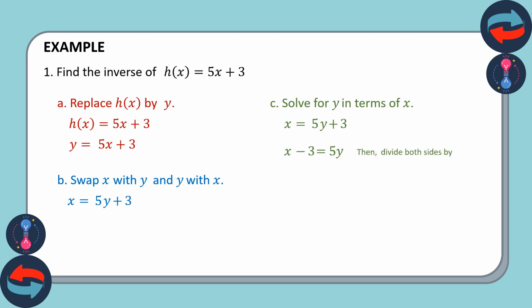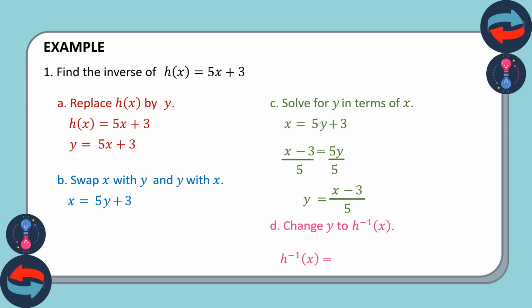Then, divide both sides by the numerical coefficient of y, which is positive 5. x minus 3 will now be divided by 5, and 5y will also be divided by 5. y is equal to the difference of x and 3 divided by 5. Next, we change y to the inverse of h of x. So the inverse of h of x is equal to (x minus 3) all over 5.